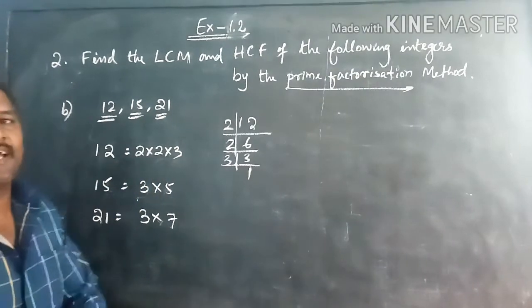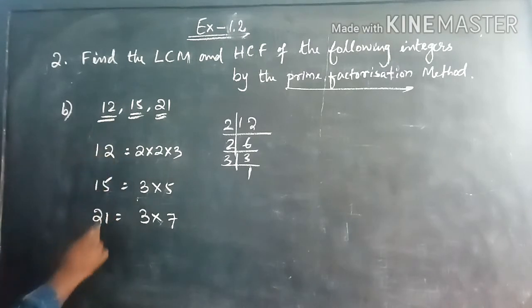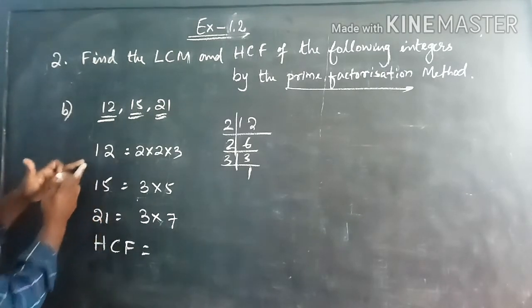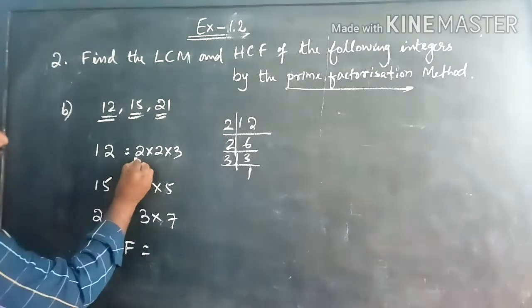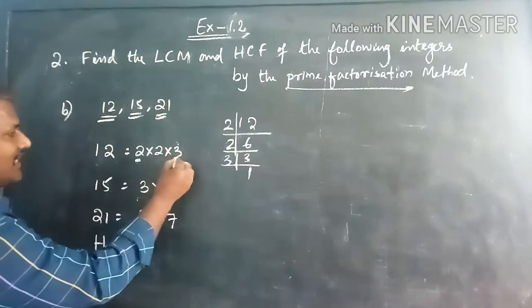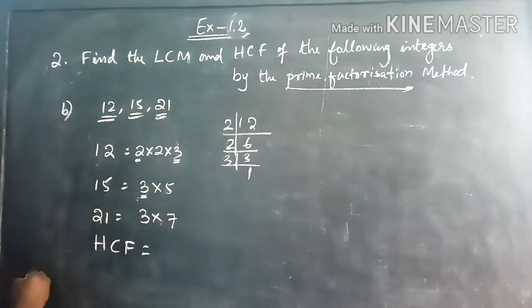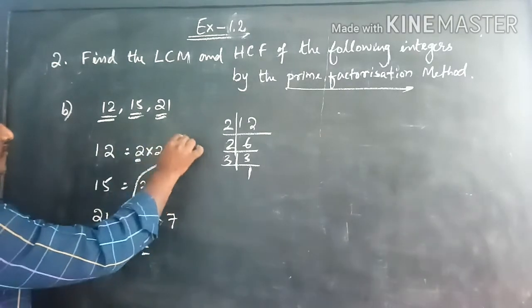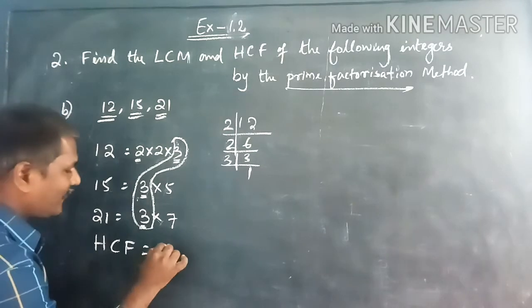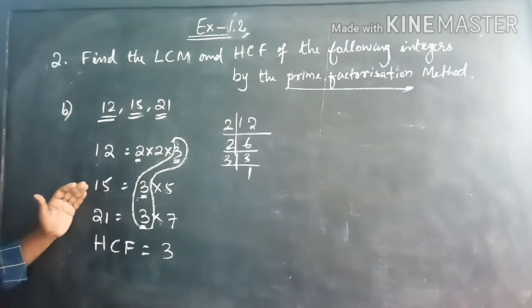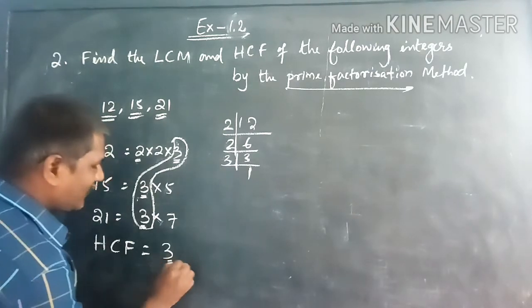Now you have to find the HCF of 12, 15 and 21. HCF is the highest common factor. So first you have to select the common factor among 12, 15 and 21. 2 is a factor of 12 but not a factor of the others. Next, 3: 3 is a factor of 12, 3 is a factor of 15, 3 is a factor of 21. So 3 is the common factor of all these numbers. Now HCF is 3. There is no other factor common among 12, 15 and 21, so HCF is 3 only.